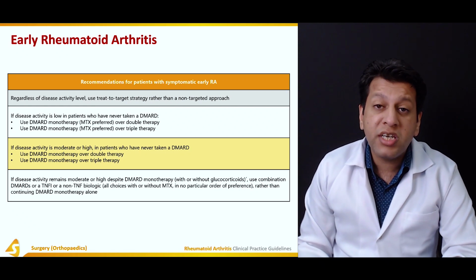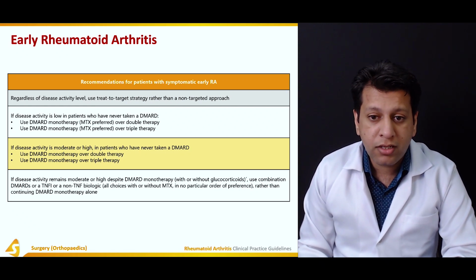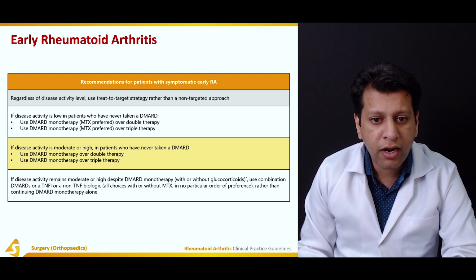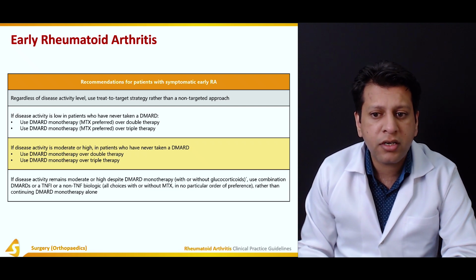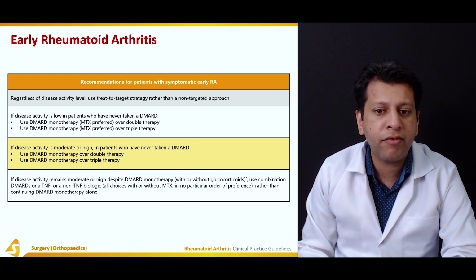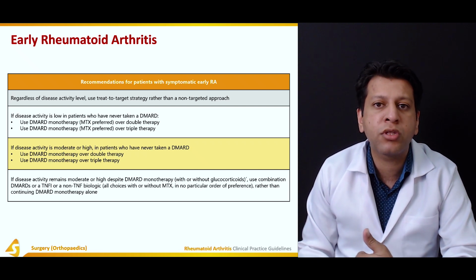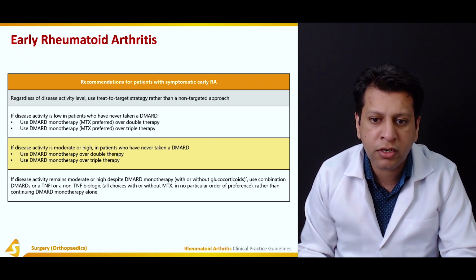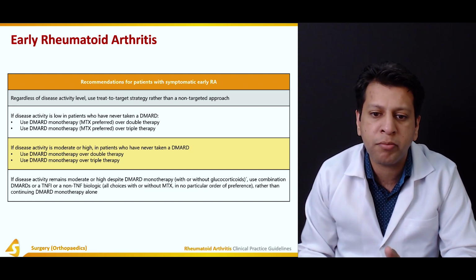Now, what are the treatment guidelines in early rheumatoid arthritis? Remember these: regardless of the disease activity level, use a treat to target strategy rather than a non-target approach. If the disease activity is low in patients who have never taken DMARDs, start with monotherapy. That is, start a DMARD straight away, especially methotrexate, over double therapy or triple therapy.